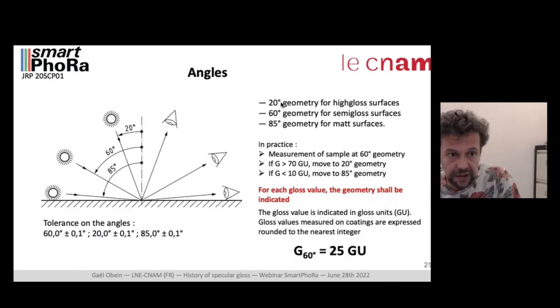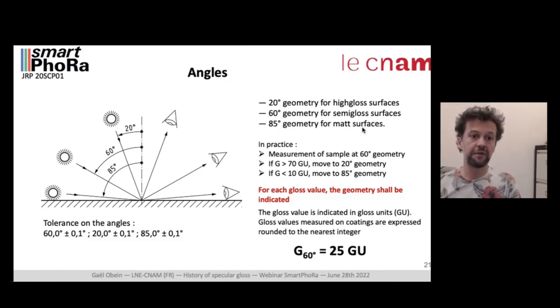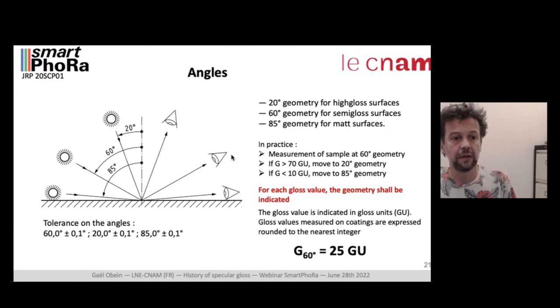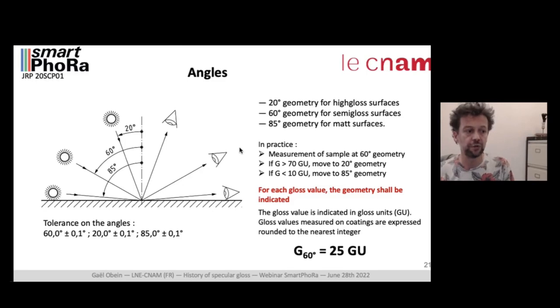The standard says that the 20 degree is for high gloss surfaces, 60 for semi-gloss and 85 for matte surfaces, but I'm pretty sure that you don't know exactly where the border is between matte and semi-gloss or between semi-gloss and high gloss. So what people have to do, in fact, is take the sample and measure it with the 60 geometry. If you get a gloss value higher than 70, then it's better to use the 20 geometry. If you get a gloss value lower than 10, then it's better to go to the 85 geometry, because you have a very matte sample. There is no correlation between the scales.